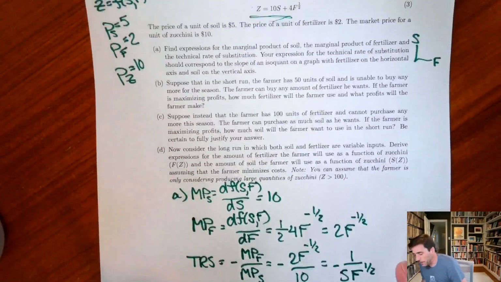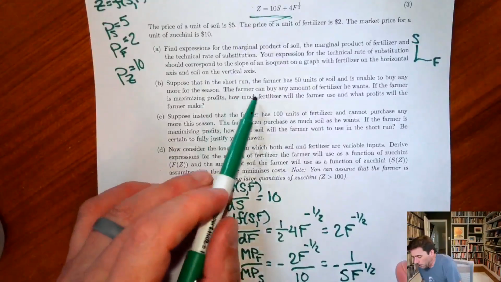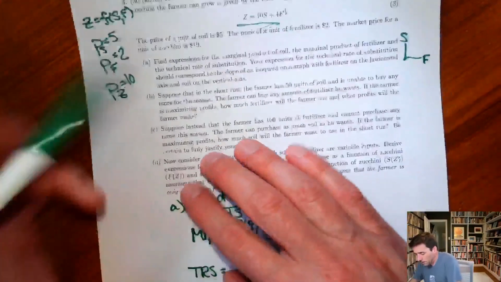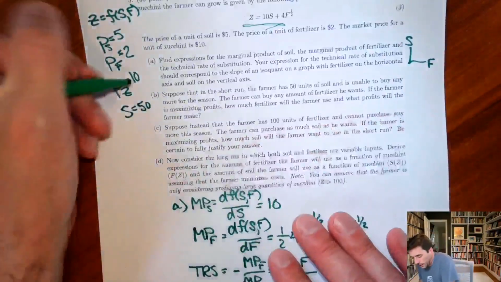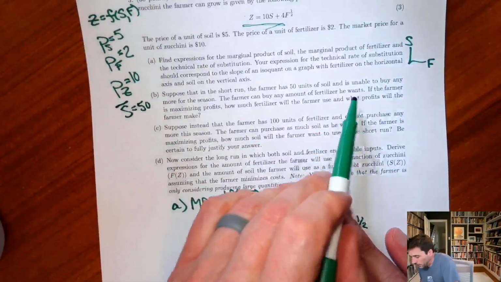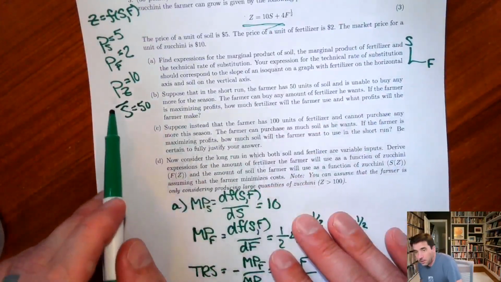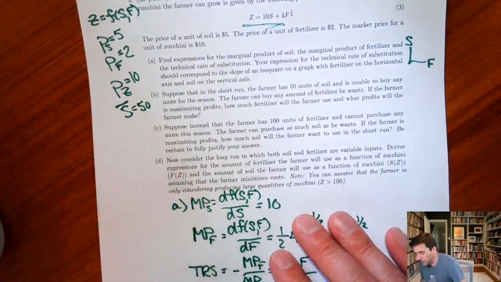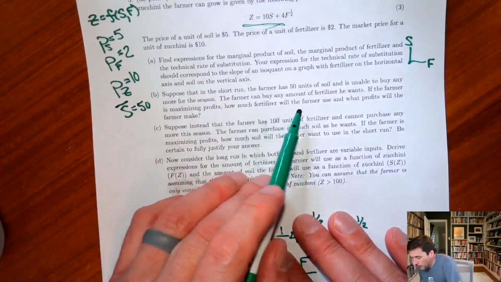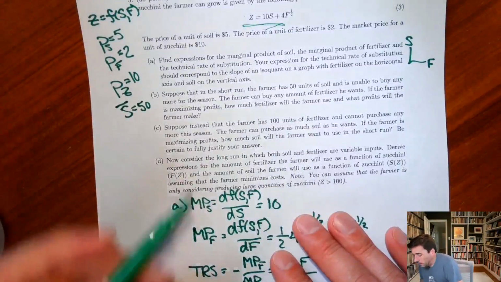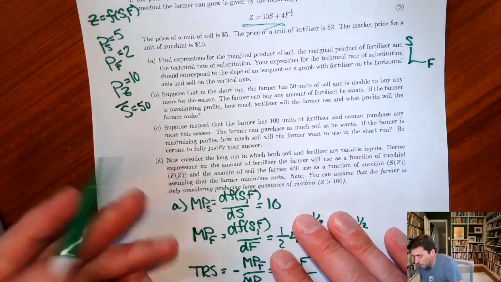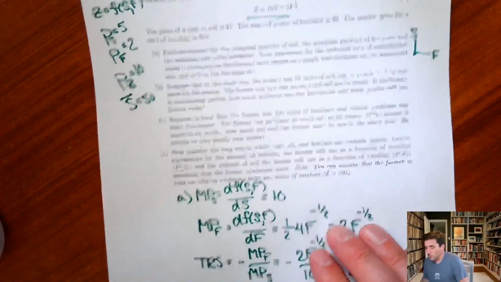Time for part B. Suppose in the short run, the farmer has 50 units of soil, right? So S is equal to 50, and it's fixed, right? He's unable to buy any more for the season. So I'm just putting a little bar over the S so that I remember that's fixed. The farmer can buy any amount of fertilizer he wants, so F is variable here. If the farmer's maximizing profits, how much fertilizer will the farmer use and what profits will the farmer make?